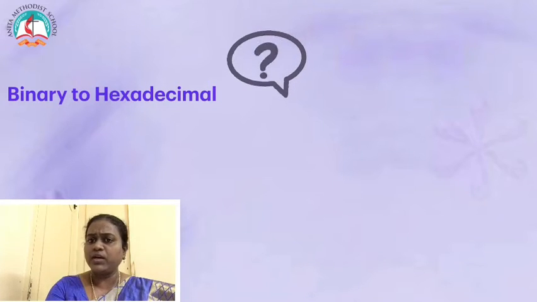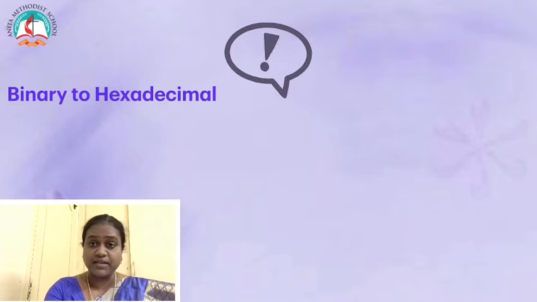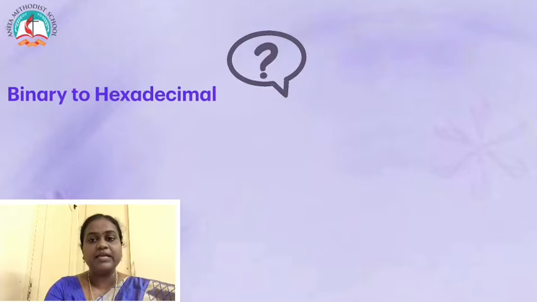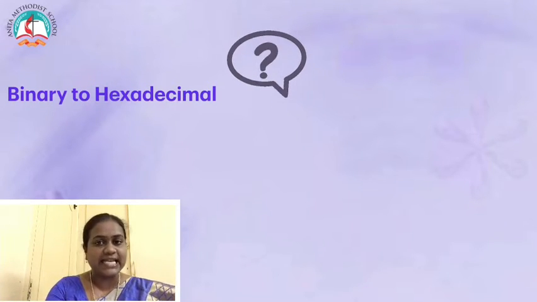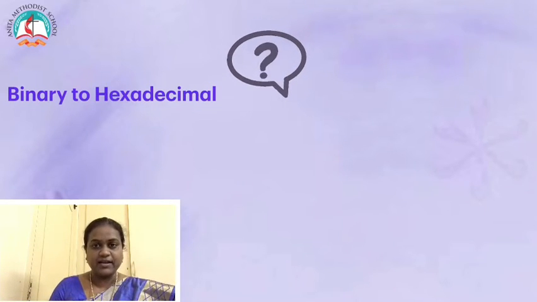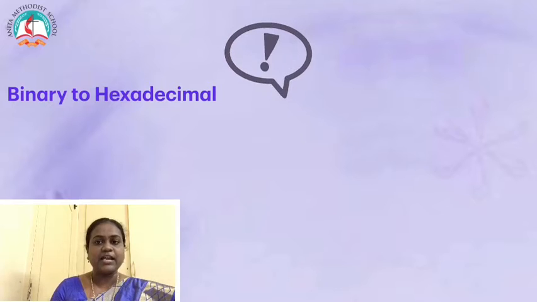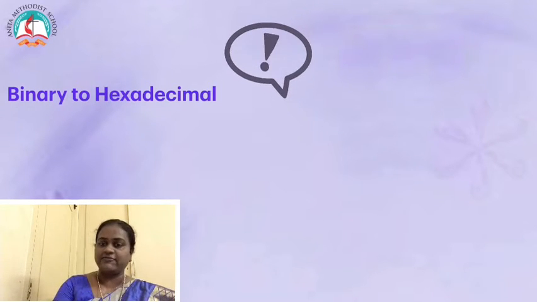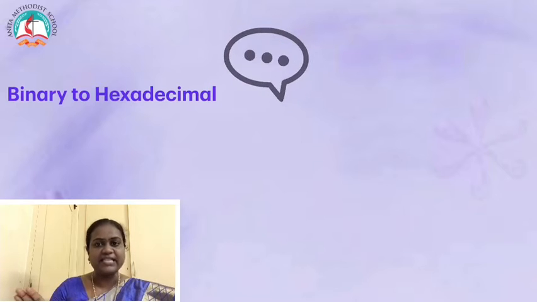How will I convert binary to hexadecimal? Same procedure, but the only difference is that instead of grouping 3 bits, we will group 4 bits because it is hexadecimal. We will group the binary number into 4 bits starting from right to left. Other steps remain the same.